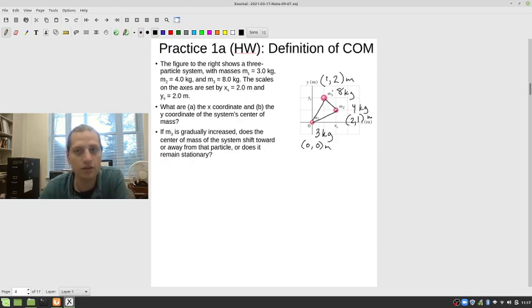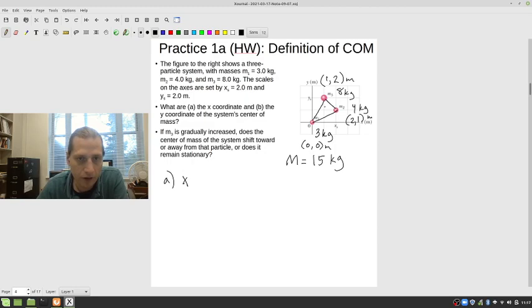It's just a matter of plugging it in the formula. My total mass, which in the formula is the big M, would be the sum of all of my masses. So 8 plus 4 is 12, plus 3 is 15, so 15 kilograms. And then for part A and B, it's just asking you for the x and y coordinates of the center of mass. As I said, it's going to be somewhere in there, close to the M3.